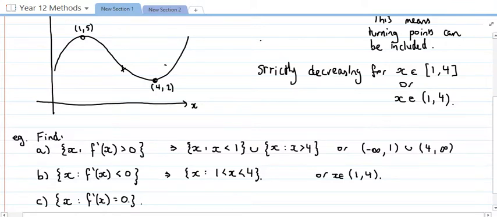And so that really helps us to answer the last part, find x such that f dash x is equal to 0. So that's actually just happening at the turning points.